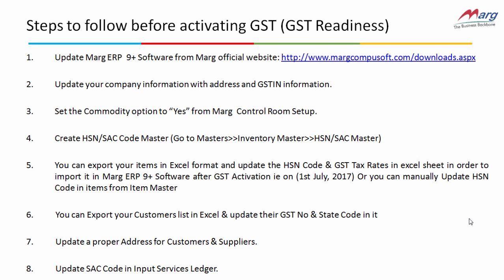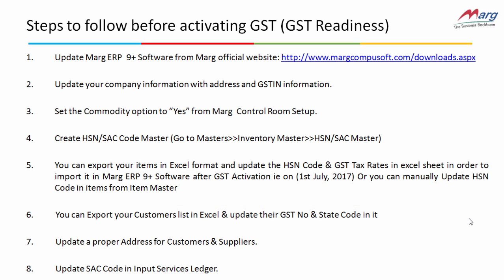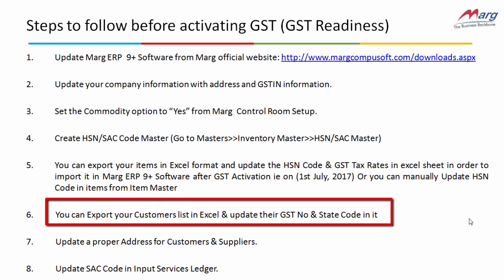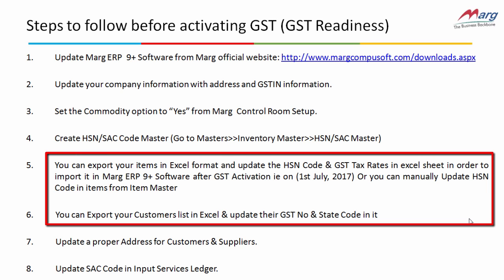Then by going to this location, you can export your items in Excel and define the GST tax percentage and HSN code on all the items and save that sheet. Then later when you activate GST, that is on 1st July, you can import that sheet in the software. Similarly, you can export your customers list in Excel and define their GST number and state code in that sheet and save it. We will see the process of both of these points further in this video.